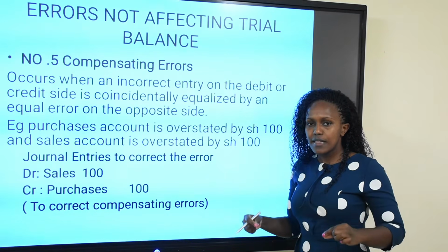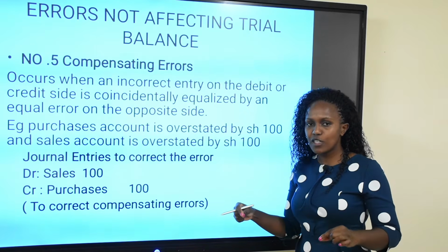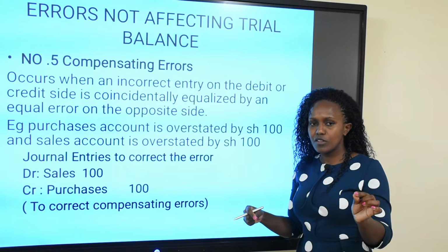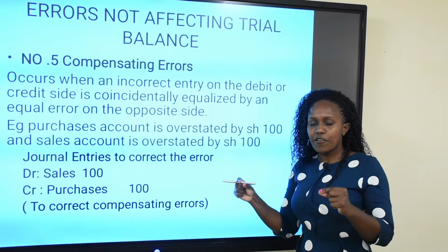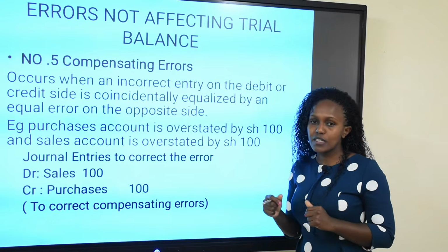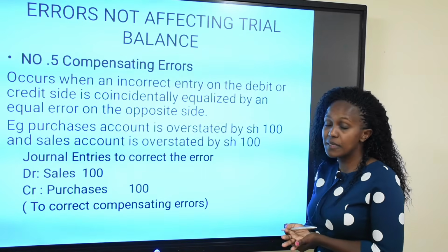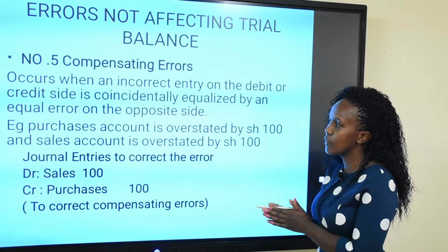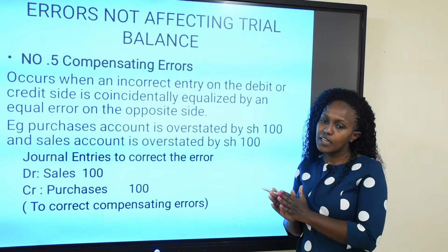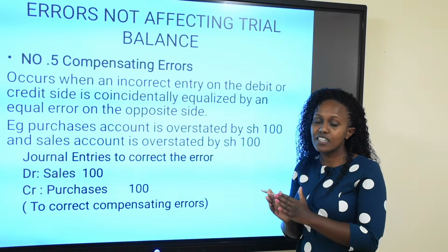Therefore, the trial balance is going to agree. Because there is overcasting probably on the debit side, there is also overcasting on the credit side. Therefore, the trial balance totals will still agree. Now, it occurs when an incorrect amount on the debit side or the credit side is coincidentally equalized by an equal error on the opposite side. Here the key point is that it is coincidental. It was not intentional.